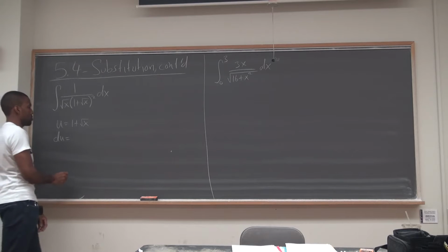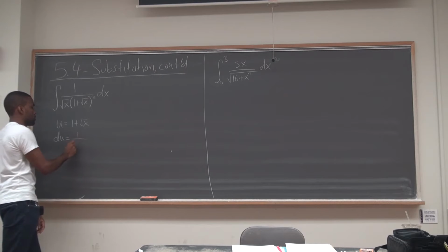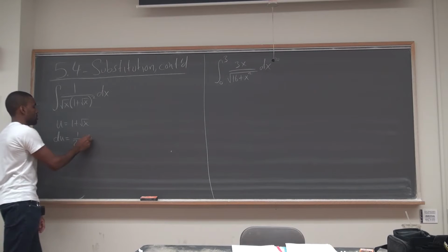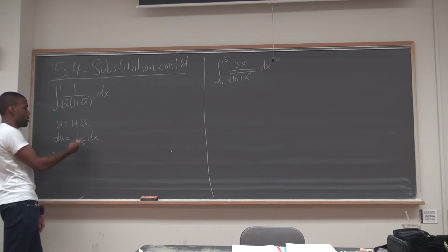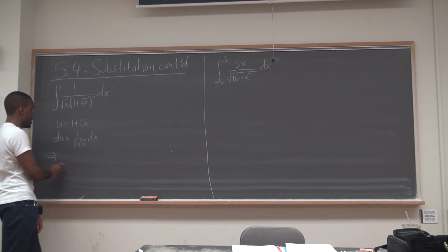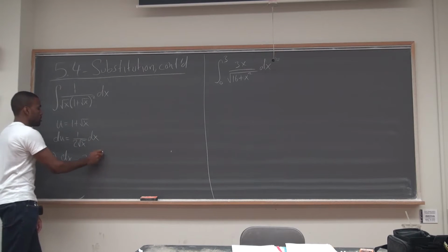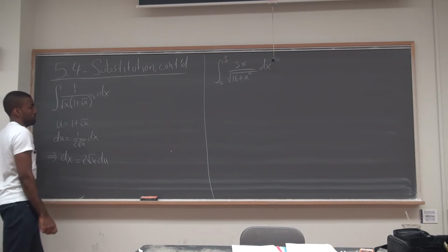I think that would be like 1 over 2 radical x. Well, there's your radical x over there. Yeah, there's 1 over radical x. It's off by a constant, but we don't care. So what do we do? Well, the way we've been doing it, we'll continue. Solve for the dx. So dx would be 2 radical x du. And then we're going to plug that in.